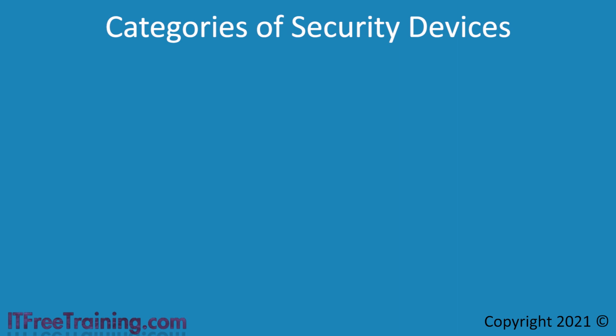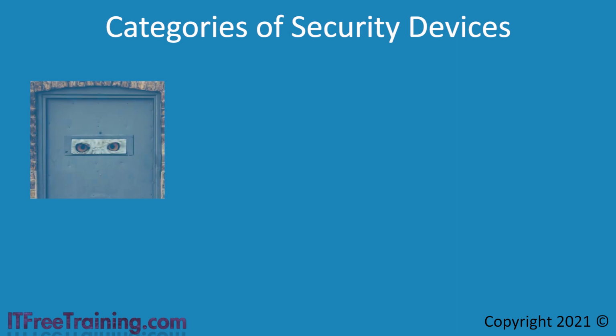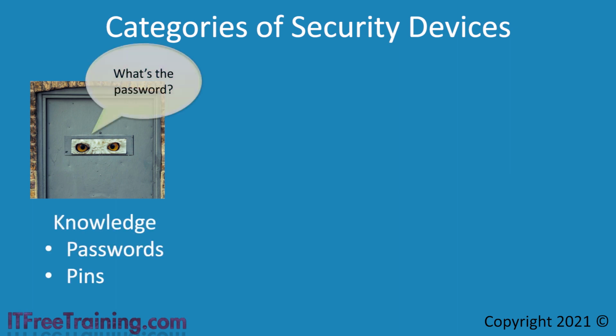Before I start looking at some of the security devices that are available on the market, I will first look at the different categories security devices fall under. The first category is knowledge. Essentially, this is knowing something like the password or a PIN number. Only the people who require access should know the password or the PIN number.